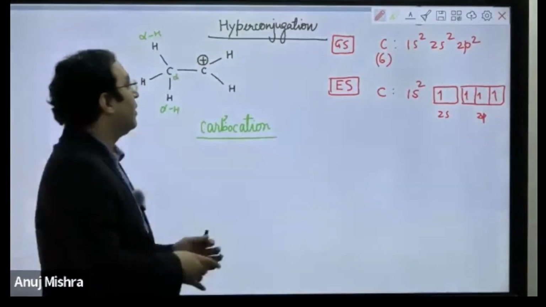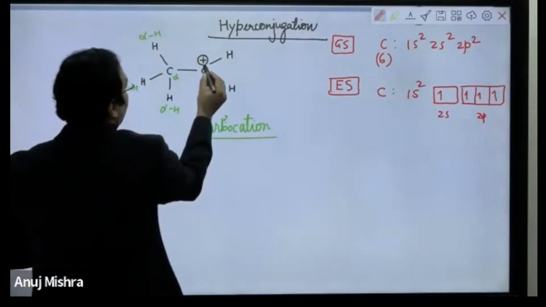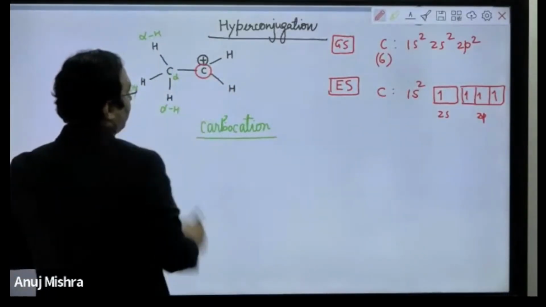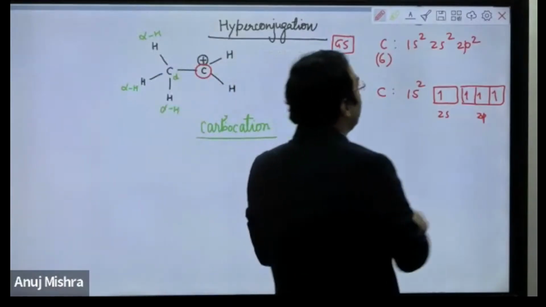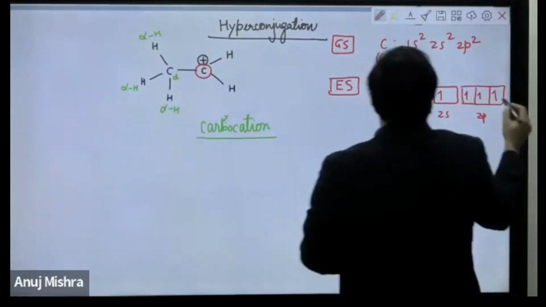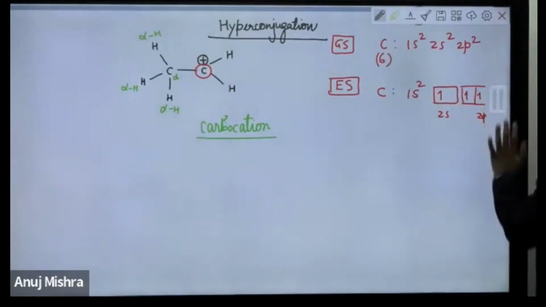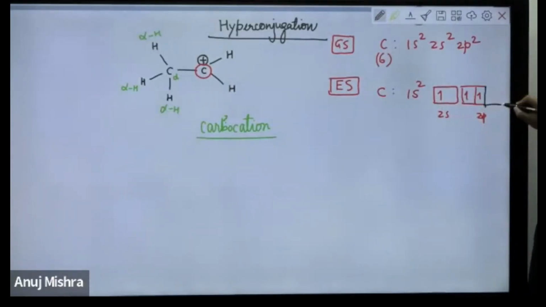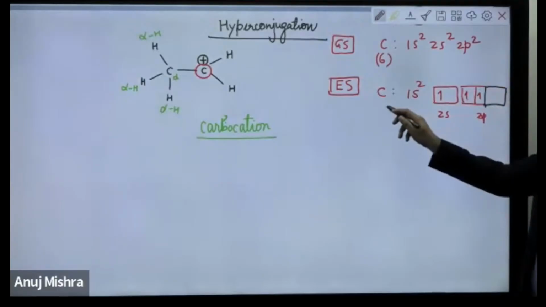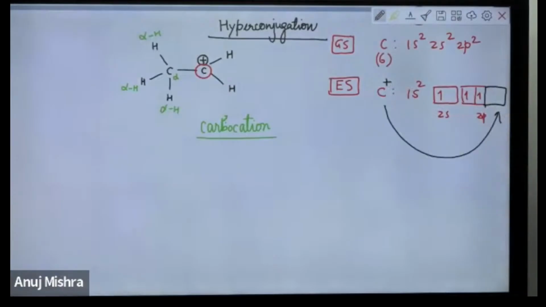Now see, this carbon is a special carbon. This carbon has a plus charge. Plus charge means one of these electrons is removed, or it is not there. This one is not there. So now what is the situation I have? Okay. So I'm saying this is a C plus situation. Are you understanding? One electron has gone, it is not there. So this is the case.